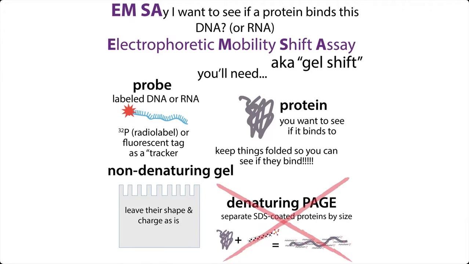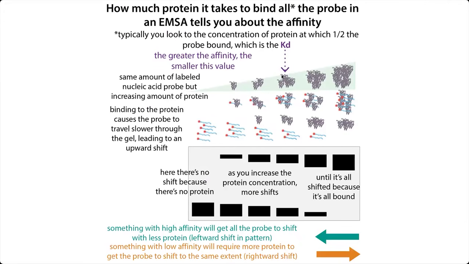Instead, we want to keep things in their native state, so basically how they are originally. And this is going to allow us to see if things were interacting. So say you have a labeled piece of DNA or RNA, and you want to see if it binds a protein. You mix the two together, and if the DNA or RNA is just by itself, it's going to be smaller than if it's bound to the protein. And so when it's bound to the protein, it's going to shift up in the gel.